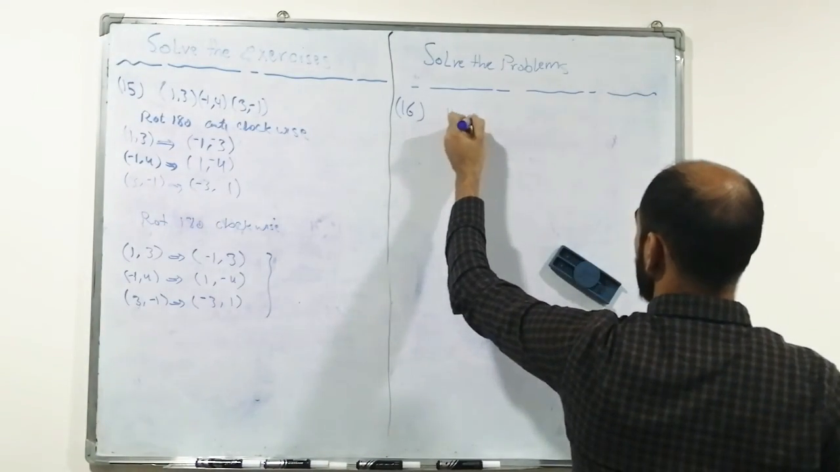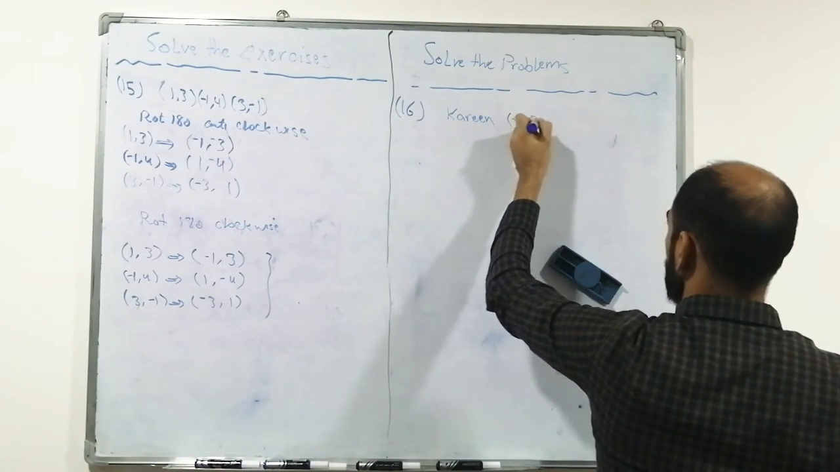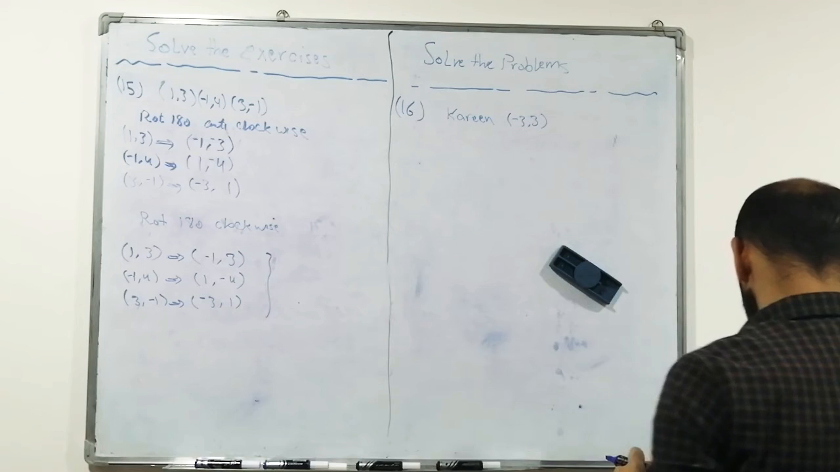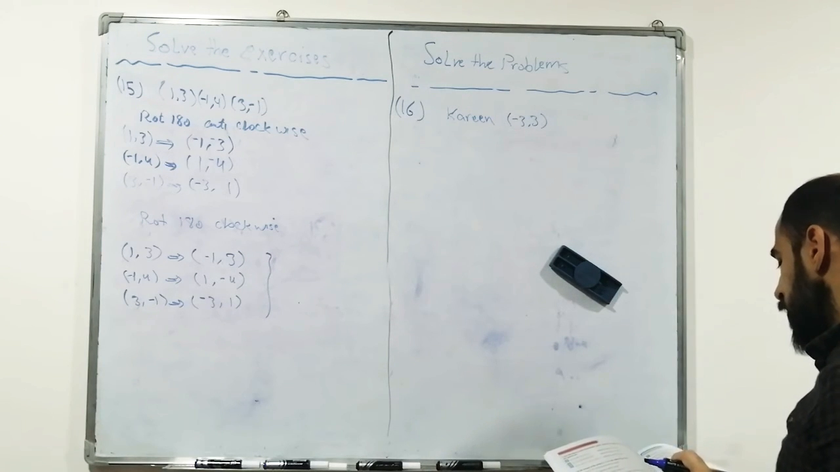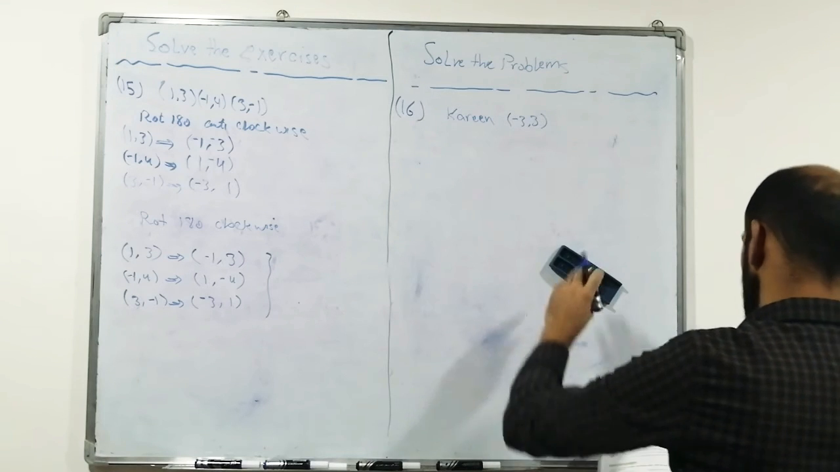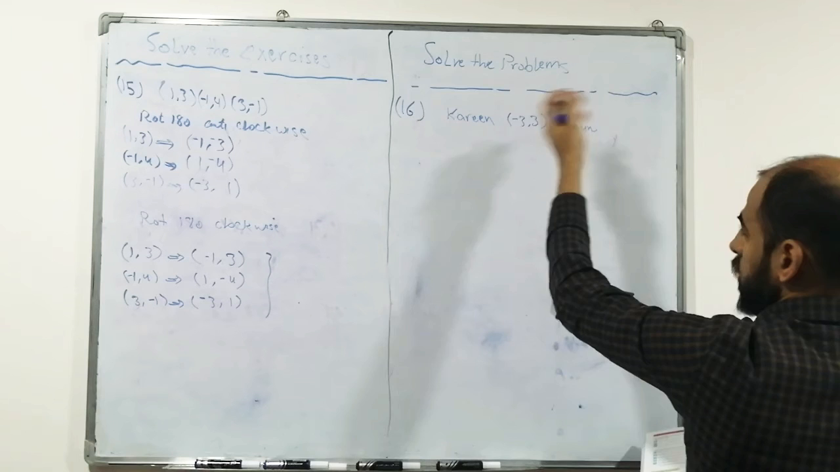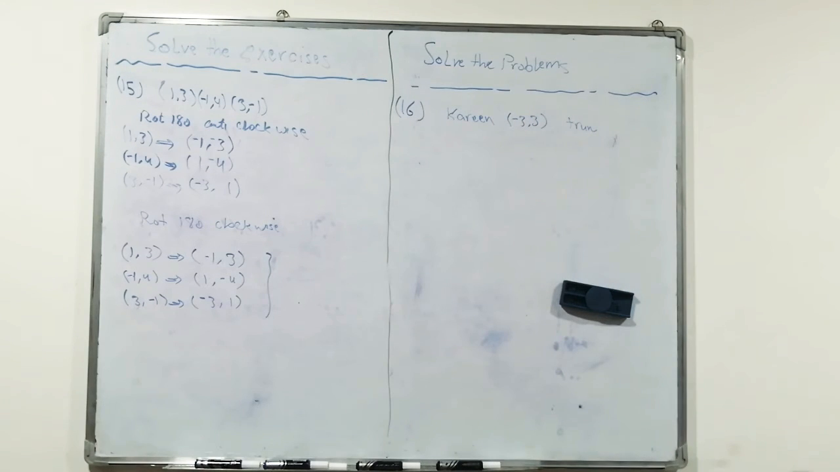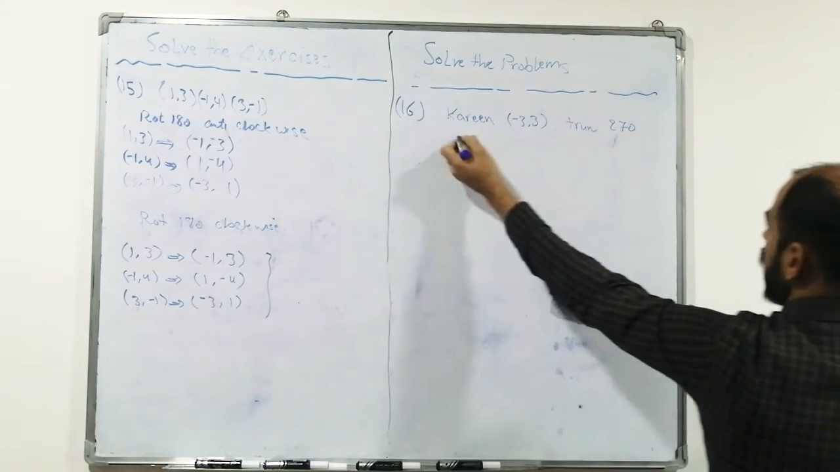Karim stands on the point (3, -3). He decided to turn with angle 270 clockwise. He turned with angle 270 clockwise.